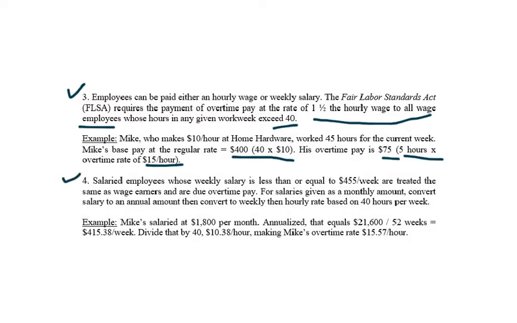What if you're salaried, but you don't make that much money? Like your salary is somewhat small. Now, if your salary is less than or equal to $455 a week, we're going to treat you the same as a wage earner, and you're also going to have to be paid overtime pay.